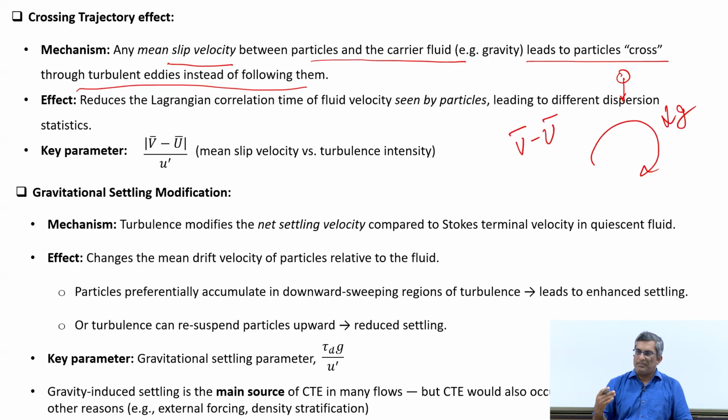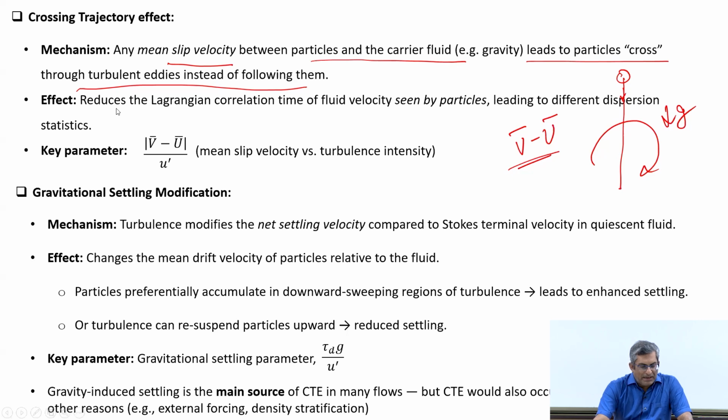If you remember, in the previous class, I had shown you an example from a DNS simulation where they considered particles with Stokes number about 0.2 or so. That didn't show any clustering effect. But once you add the gravitational effect, you see a difference in the particle distribution. That is mainly because of the introduction of the crossing trajectory effect, where basically a particle crosses the trajectory of an eddy.